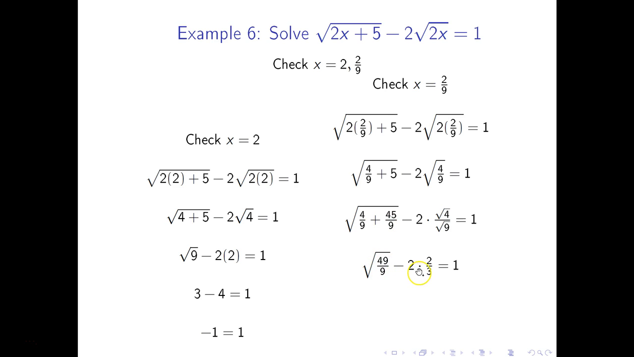And here I get minus 2 times 2 over 3, which is 49 over 9 minus 4 thirds equals 1, which is 7 thirds minus 4 thirds equals 1, or 3 thirds equals 1, which is true. So unfortunately, I went off the edge of my screen. You can't see it. But you look at these bottom things, even these lines right here and right here, and x equals 2 is not an answer. x equals 2/9 is the only answer that works for this problem.